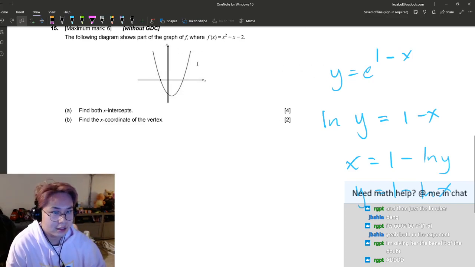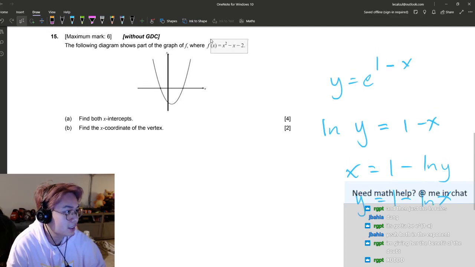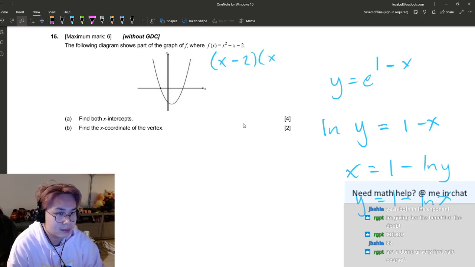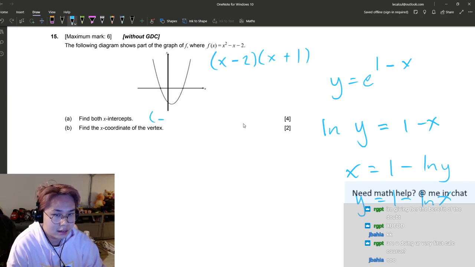Okay, so here's another quadratic. It's in general form. We need to find both intercepts, and then you find the coordinate of the vertex. So first you should probably check if it's factorable, which I think it is. X minus 2, x plus 1. So your x-intercepts are at negative 1 and 0 as a coordinate, and 2 and 0.